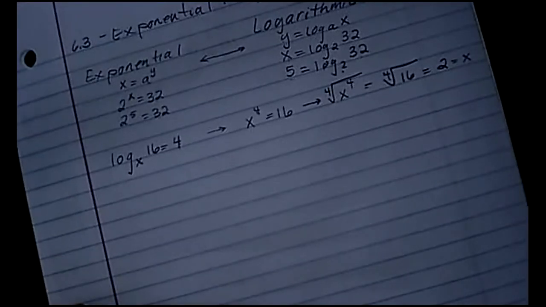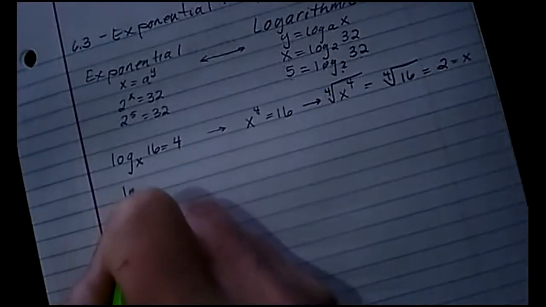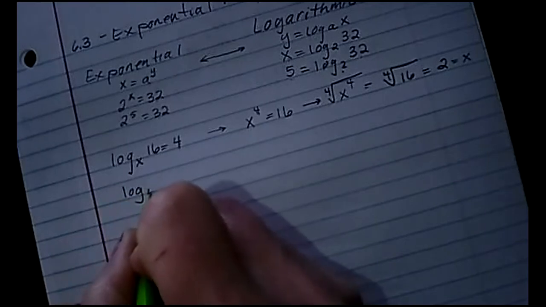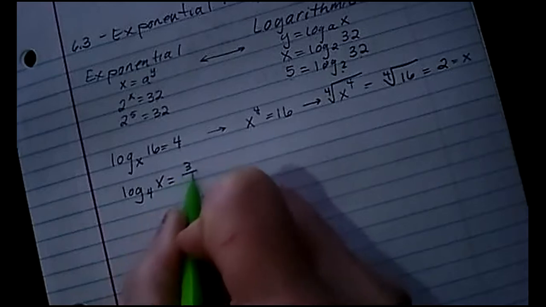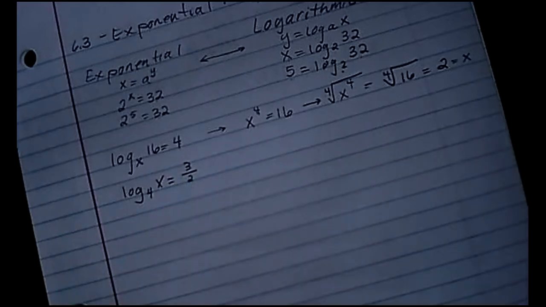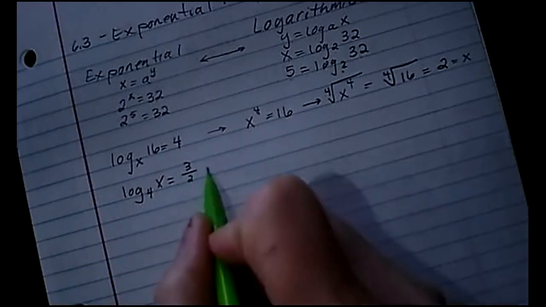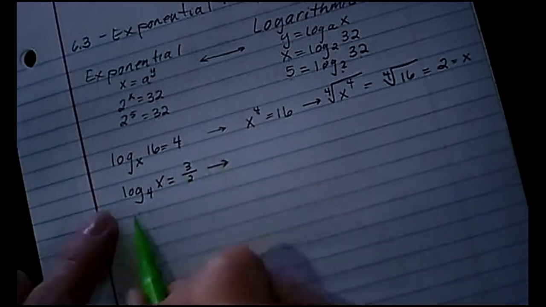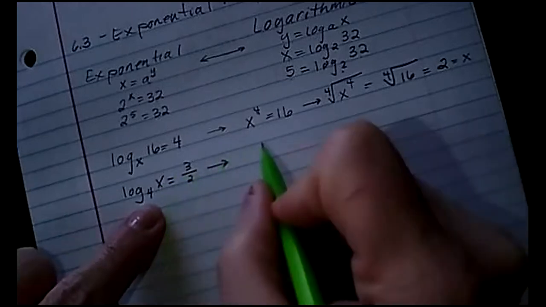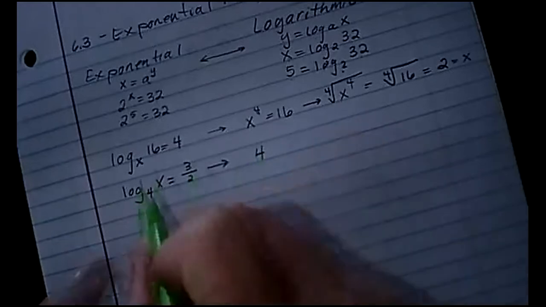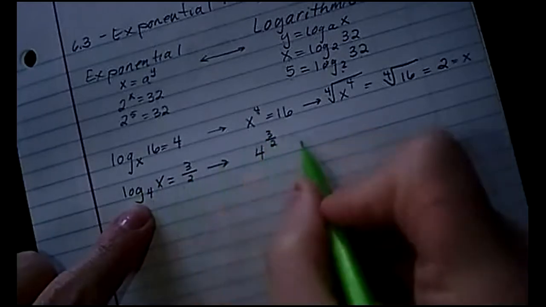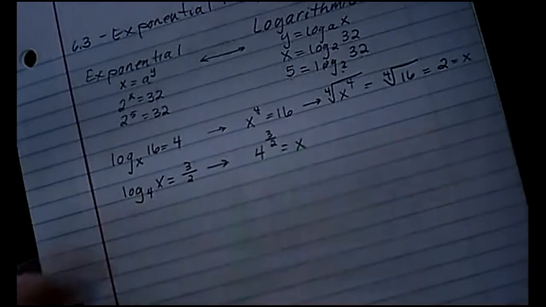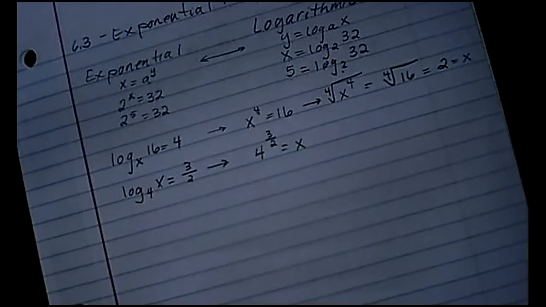All right, so how about this one? This one might be a little bit more. So log base 4 of x equals 3/2. This one's a little bit more, but you're still doing the exact same process. So let's go ahead and take, okay, what is the base here? Well, the base is 4, right? So 4, here's your exponent, to the 3/2 equals x. So you could just put that into your calculator.